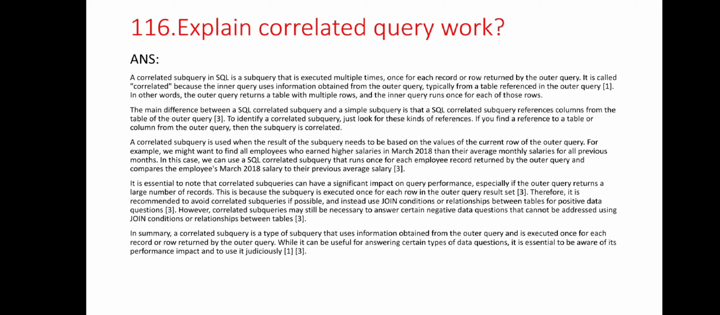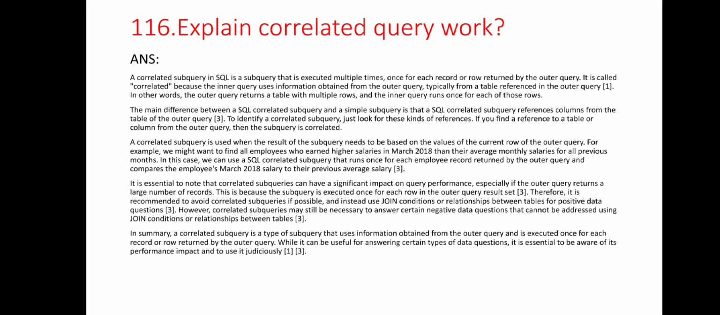A correlated subquery is used when the results of the subquery need to be based on values of the current row of the outer query. For example, we might want to find all employees who earned higher salaries in March 2018 than their average monthly salaries for all previous months. In this case, we can use a SQL correlated subquery that runs once for each employee record returned by the outer query and compares the employee's March 2018 salary to their previous average salary.